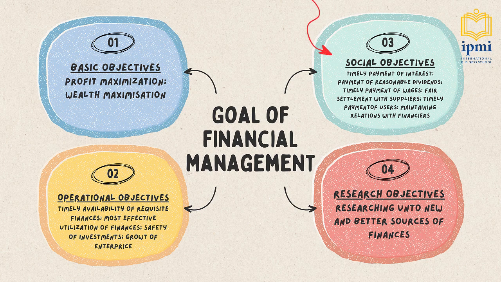3. Social objectives: timely payment of interest, payment of reasonable dividends, timely payment of wages, fair settlement with suppliers, timely payment of users, maintaining relation with financiers. 4. Research objectives: researching into new and greater sources of financing.